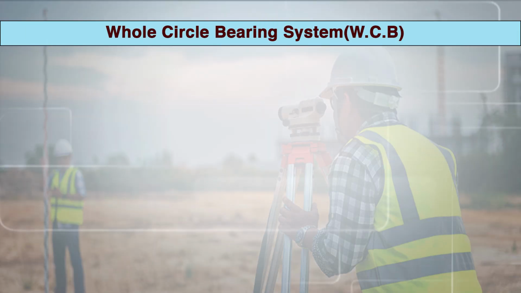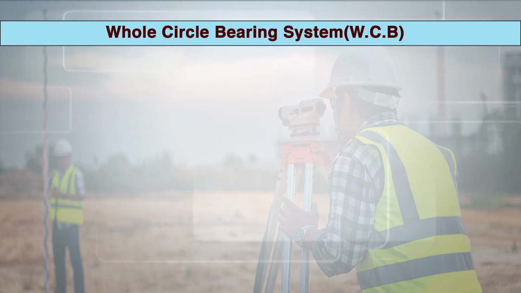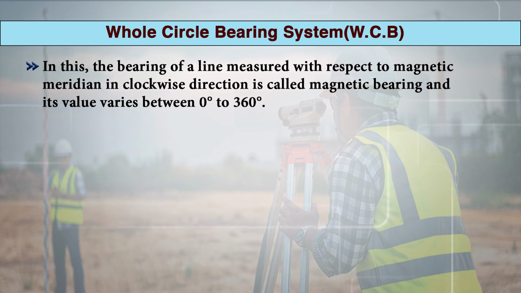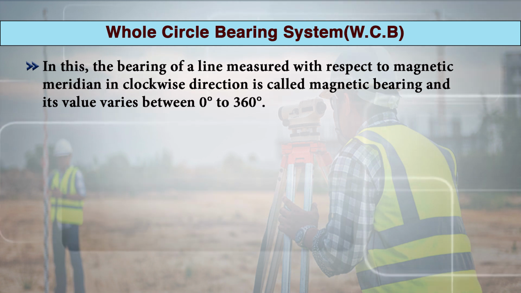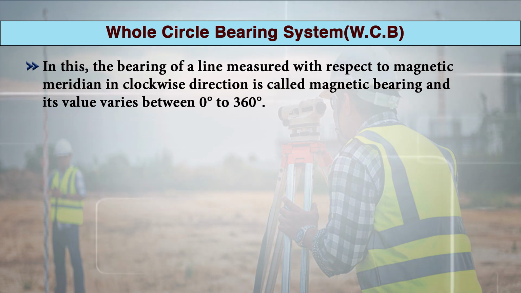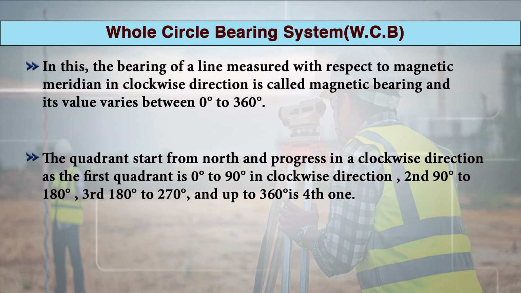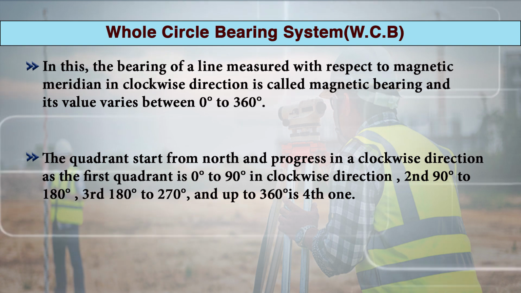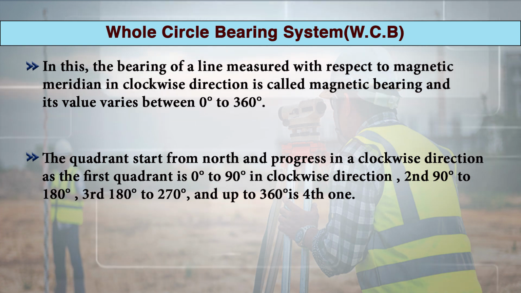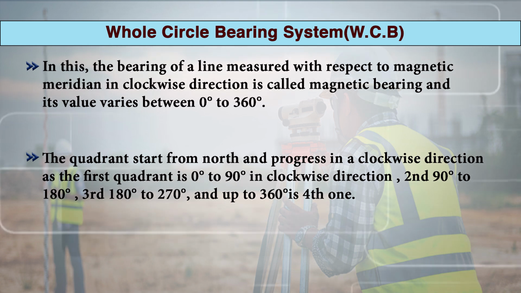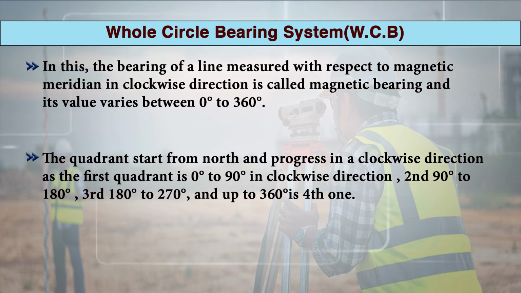Firstly, the whole circle bearing system. In this system the bearing of a line is measured with respect to the magnetic meridian in a clockwise direction, called the magnetic bearing, and its value varies between 0 degrees to 360 degrees. The quadrants start from north and progress in a clockwise direction: the first quadrant is 0 to 90 degrees, the second quadrant is 90 to 180 degrees, the third quadrant is 180 to 270 degrees, and the fourth quadrant is up to 360 degrees.